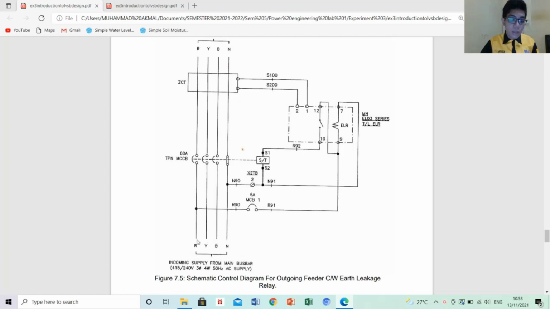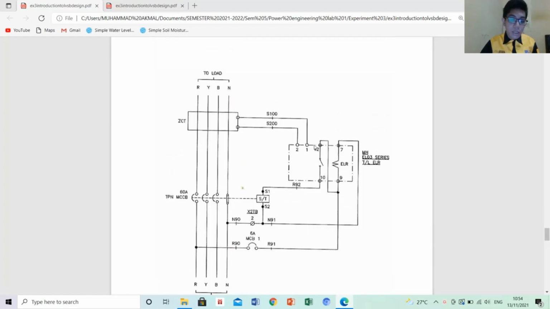The circuit has 4 wires, which are the red wire, yellow wire, blue wire, and the neutral one. First, we must have the incoming AC supply from the main bus bar. So this is the input AC supply. Next, as you can see, this is the earth leakage relay. Wire label number 7 and number 9 are connected to the red wire and the neutral one to energize the relay. Then wire label number 12 and 10 are connected to the coil in the earth leakage relay. And then we have the shunt trip coil that is connected to the TPN MCCB, which is the circuit breaker.